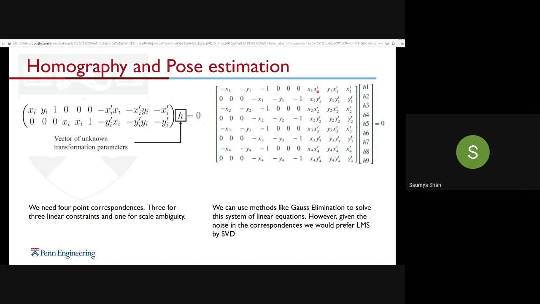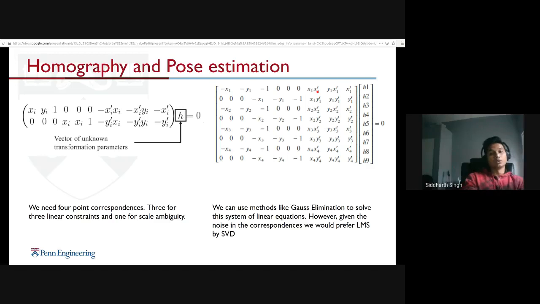Yeah. Right. Okay. So in order to beat that, what we try to do is A, take a bunch of points, and B, we try to solve it in the sense of a least mean squares problem and use tricks like SVD, which is singular value decomposition.